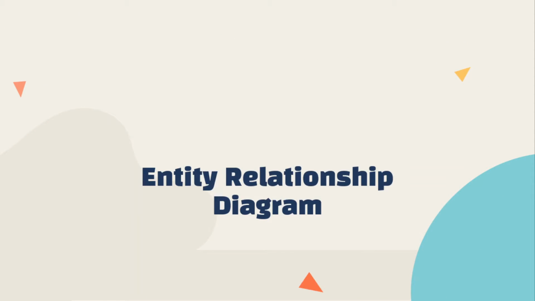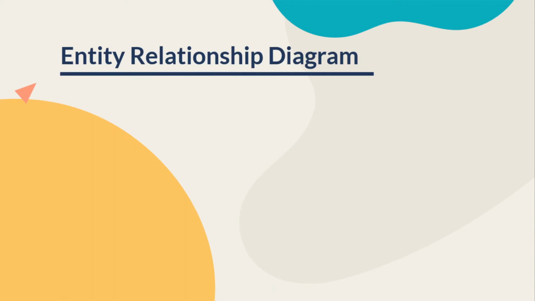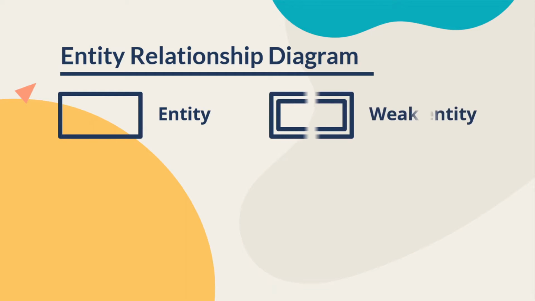Next, we will discuss the entity relationship diagram, or we can call it ERD. ERD is a diagram used to create a model which explains the relationship between entities in a database with certain graphic symbols. There are various components in the ERD that are represented by certain graphic symbols. The first is a rectangle that represents the entity, and then a double rectangle represents a weak entity.